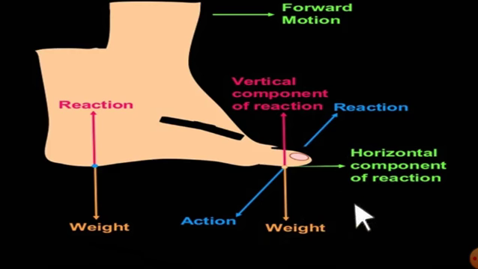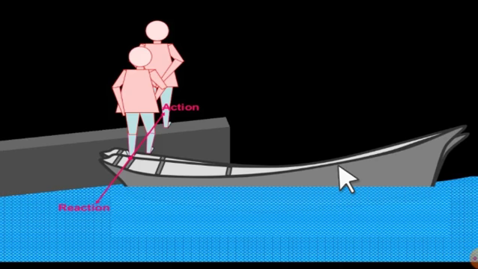And there is no other component, no horizontal component of this reaction, acting in the opposite direction. So what happens is, this is the unbalanced force, and with this horizontal component of reaction, we move forward, right? So in that way we move forward, right?